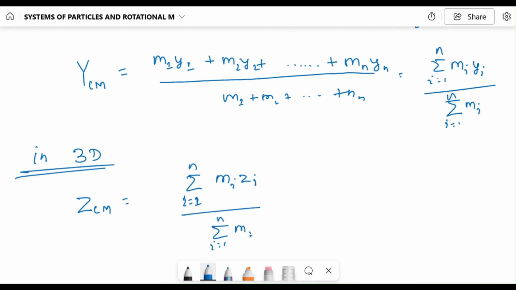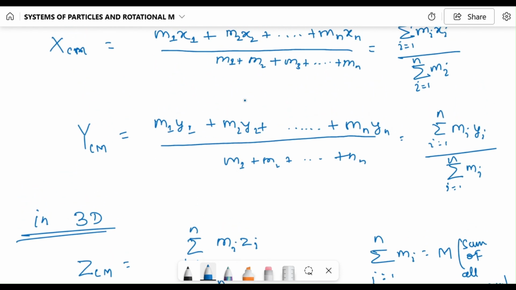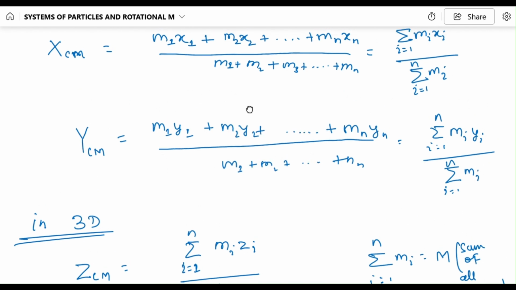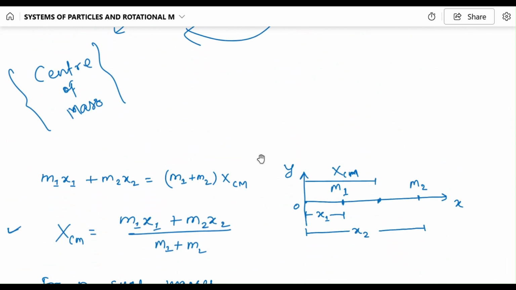And here this sum from i equals 1 to n of mi is nothing but the sum of all the masses. Okay. So in this way, we can write the position of the center of mass, where it is situated, if we know the point masses and their locations. Okay, so up to here, all good.